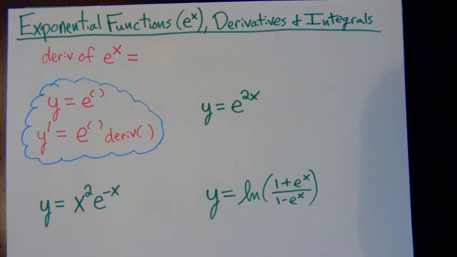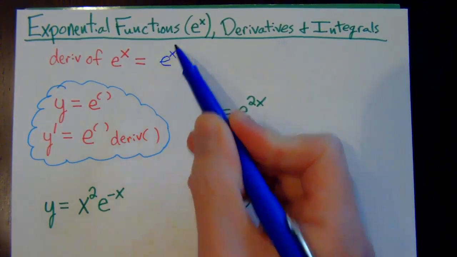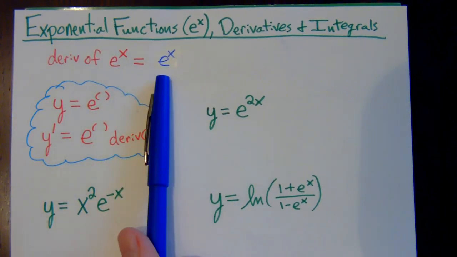Here's a really neat thing. This is super easy. The derivative of e to the x is simply e to the x. You get the same exact thing right there. Now you've got to be careful if the powers are different, but the derivative of e to the x is e to the x. At the end of this video, I'll show you a mini proof for why that's true.